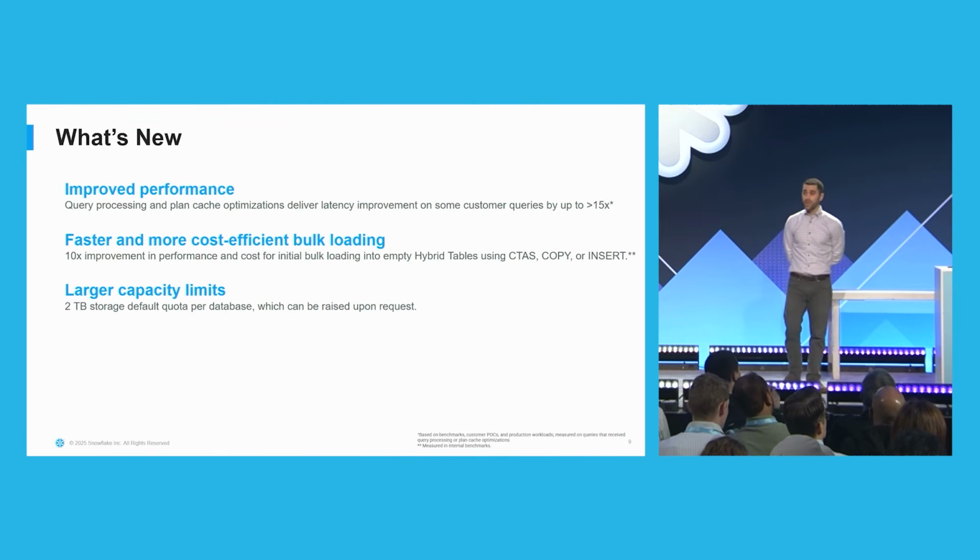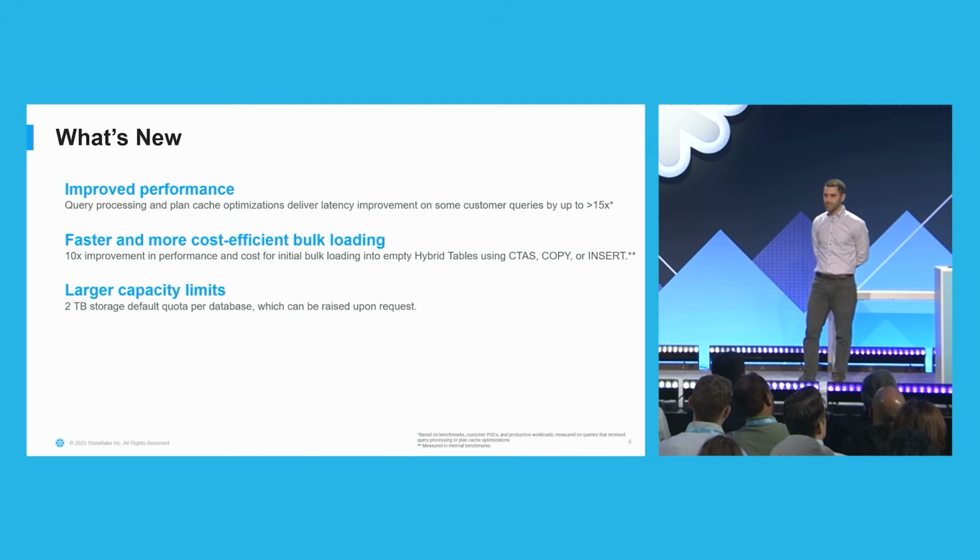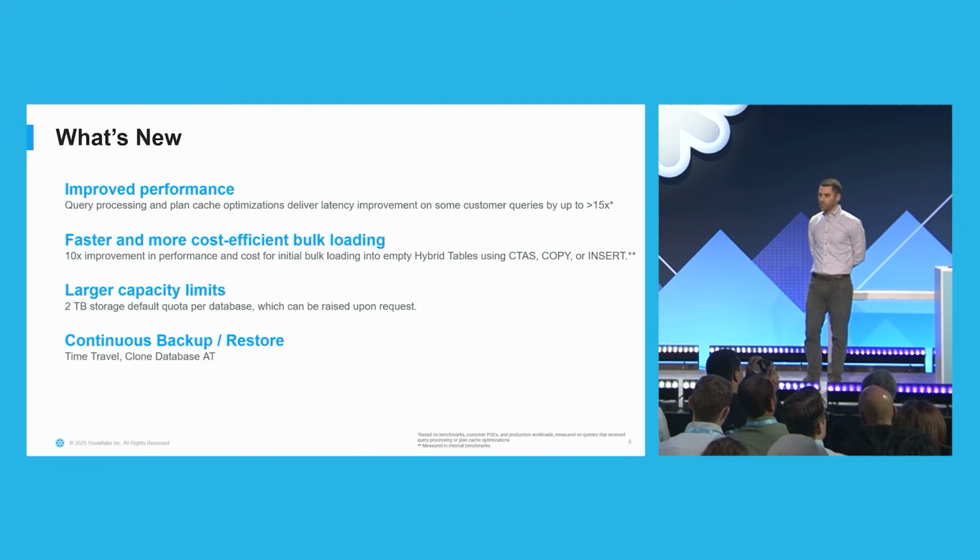We've continued to increase the capacity limits. So now every Snowflake database gets a default quota of about 2 terabytes of storage in hybrid tables, and we can go higher if you need to, so reach out if you bump into that limit. We have rolled out support for some critical Snowflake reliability features, continuous backup and restore using time travel and clone database at.